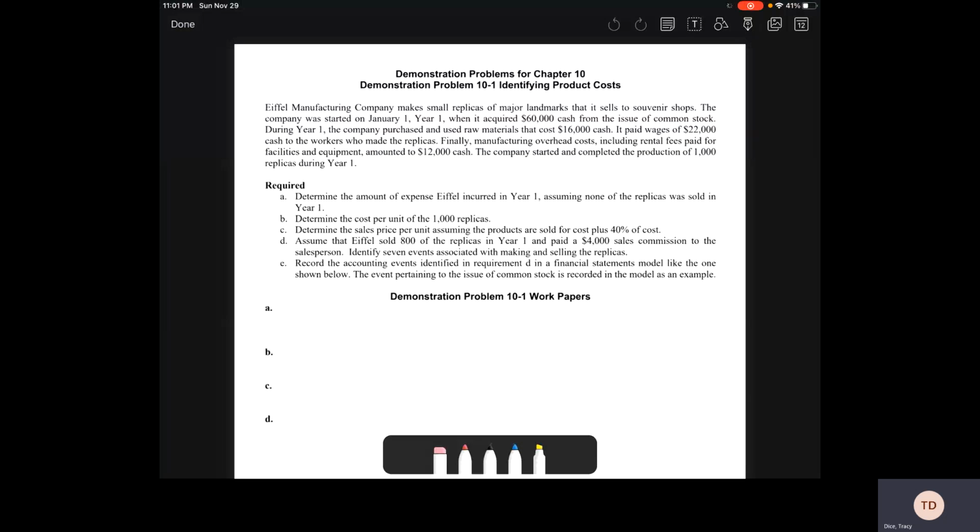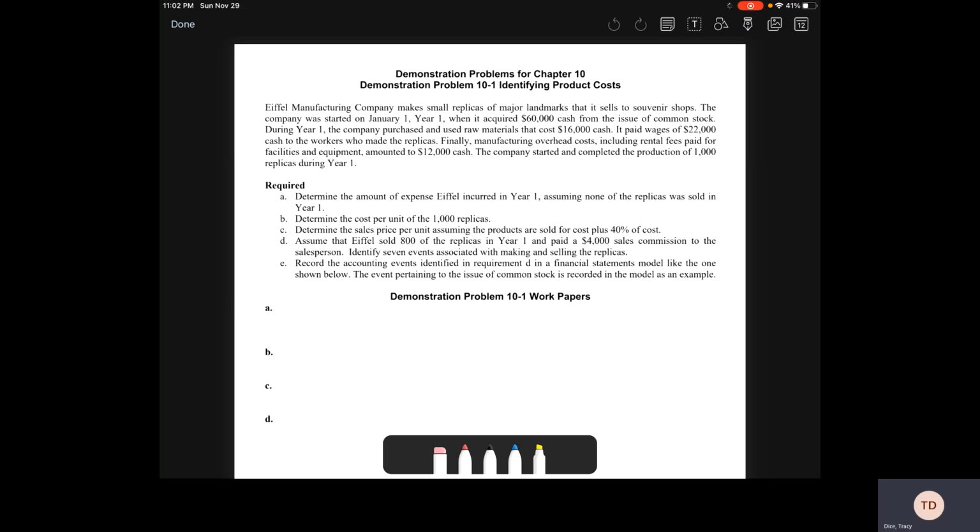Hi everyone, we are going to start with our demonstration problems for chapter 10. So this is demo problem 10.1, identifying product costs. We are looking at Eiffel Manufacturing Company, and they make small replicas of major landmarks that it sells to souvenir shops. The company was started on January 1st, year one.